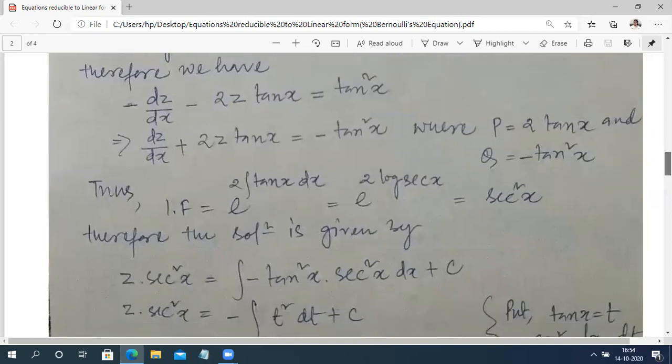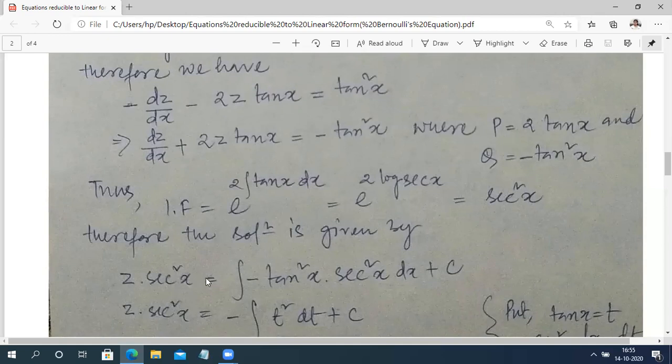Integrating factor will be e raised to the power integral p dx. Here p is 2 tan x, so integration of 2 tan x dx. And what is the integration of tan x? That is log of sec x. Now you can write this integration sign in the power of sec x, so it will be e to the power log sec square x, and its value will be only sec square x.